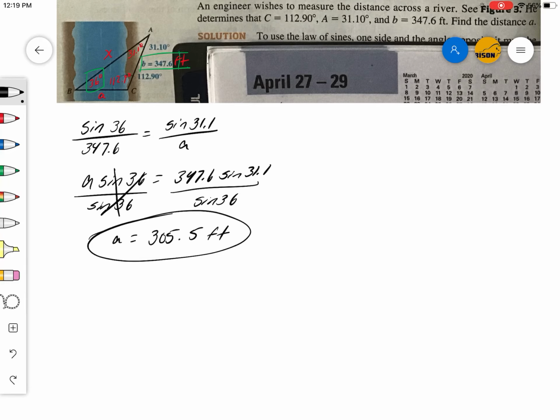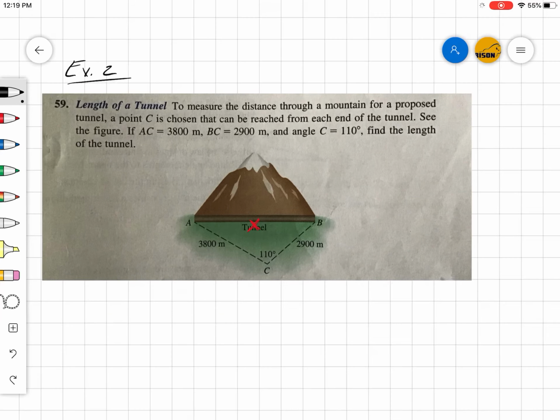Okay. So as you can see, the calculations are actually very simple on this, and there's not much trig that you actually have to do after you've decided which law you should use. So that's the main objective today, is to decide which law you need to use and then be able to apply it based on the information that they give you in the picture. Let's take a look at another one.